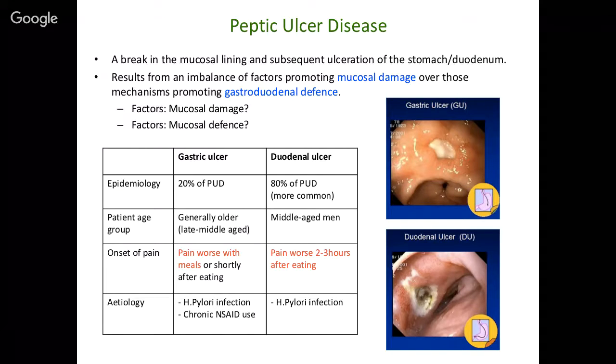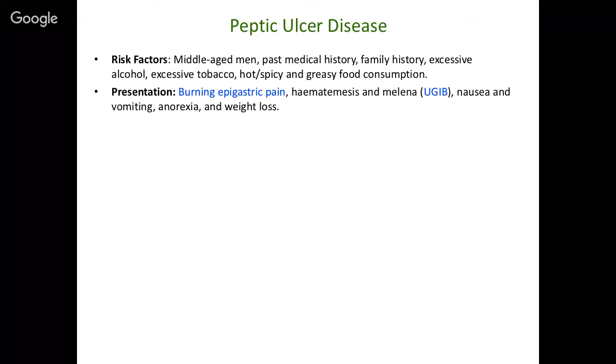In terms of gastric ulcers and duodenal ulcers, H. pylori is the top of the list, but chronic NSAID use as well, due to the effects it has on prostaglandins, can also cause gastric ulcers. The risk factors are there. Pretty much a risk factor for any condition is past medical history and family history, so they're easy ones to rattle off in an OSCE. And triggers that we talked about before: alcohol, tobacco, hot and spicy food.